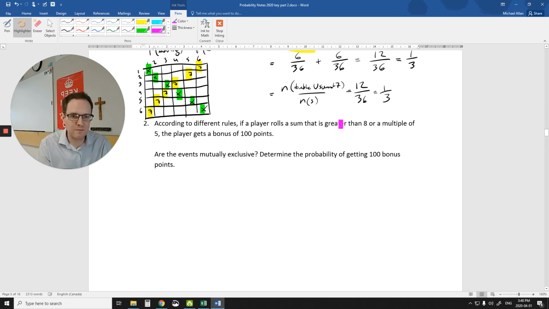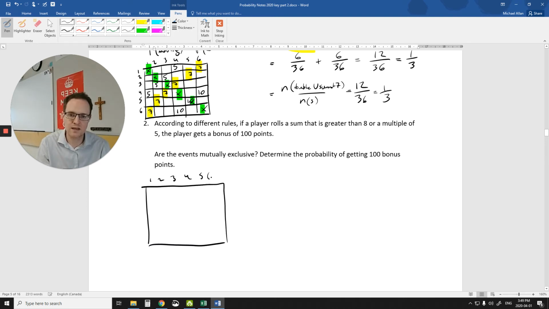So I want to know when the sum is greater than 8 or a multiple of 5. So a multiple of 5 is 5. So there's a bunch of 5s right there, or 10. So 5 and 5. It's 10, 10, 10. Okay? Actually, it might be just better if I just redraw this. 1, 2, 3, 4, 5, 6. 1, 2, 3, 4, 5, 6. I don't want it to get too confusing with all the green there. I guess I could erase the green, but I won't.